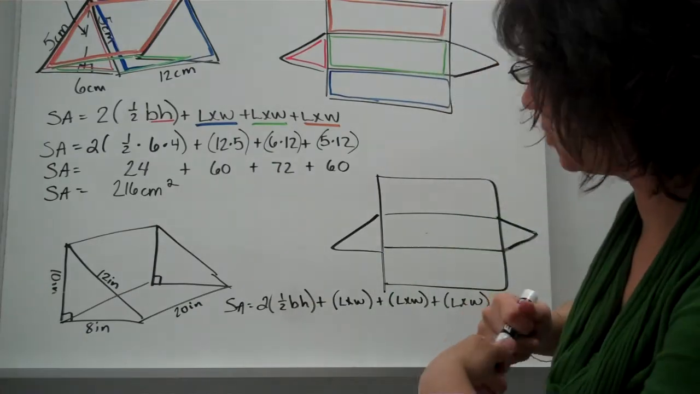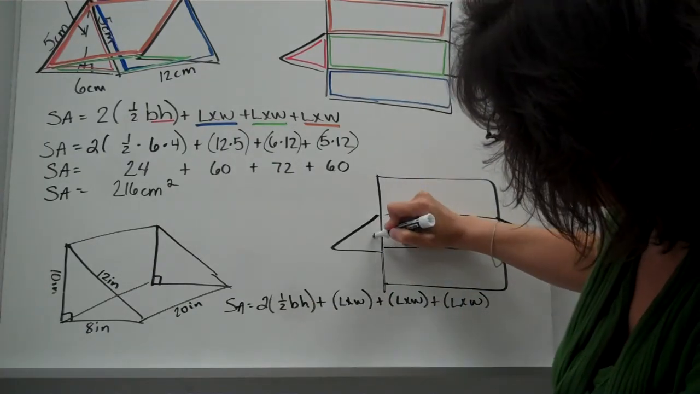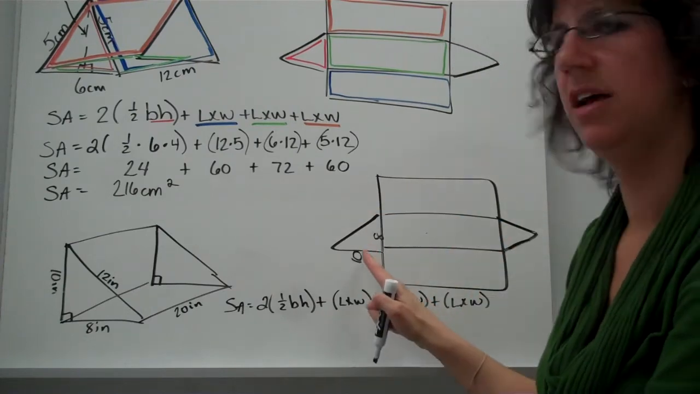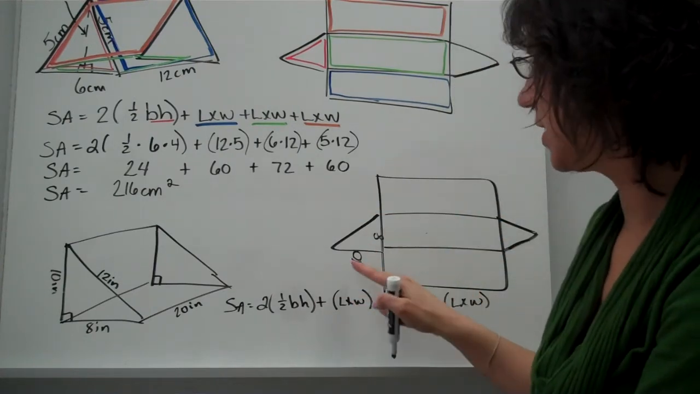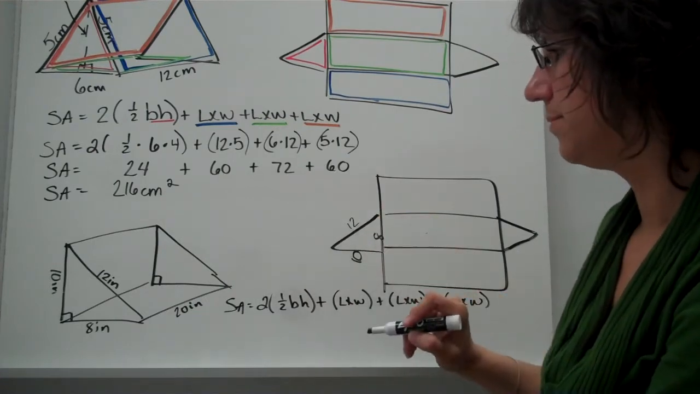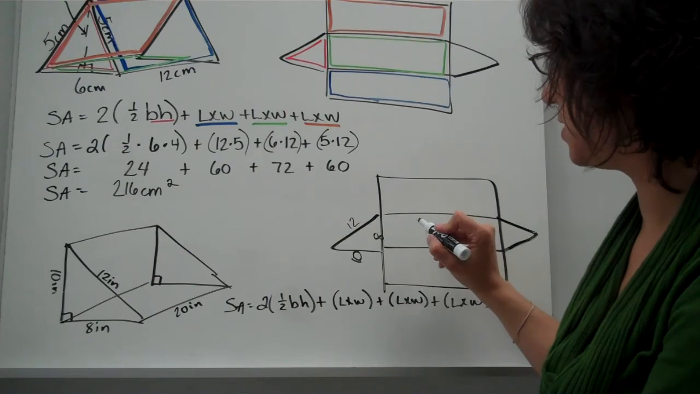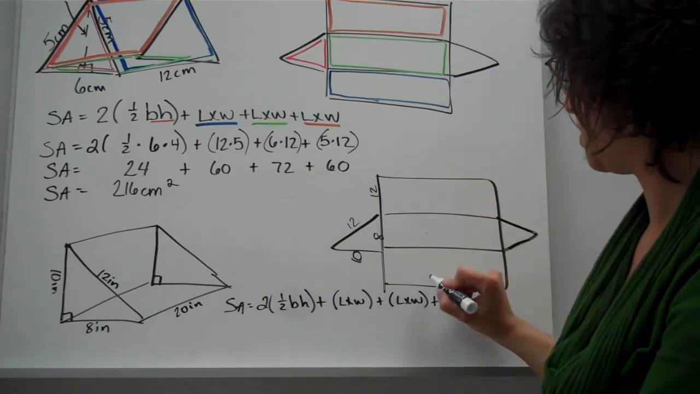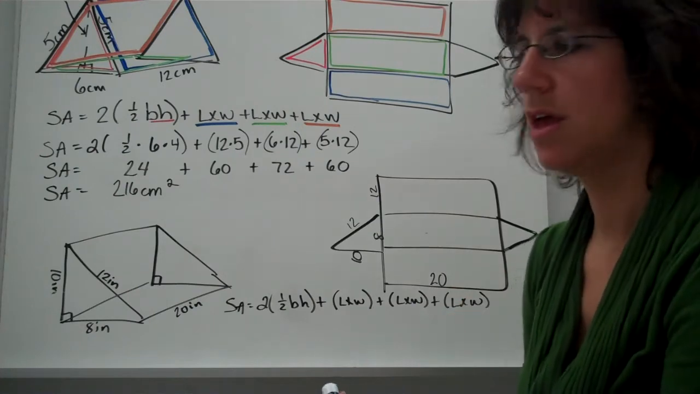All right, great. So here's what you should have. You've got the base and the height of the triangle. And I know this doesn't look like a right triangle, but you've got the base and the height of the triangle. The other end would be 12, and that would also be the same as this. And this would be 20.